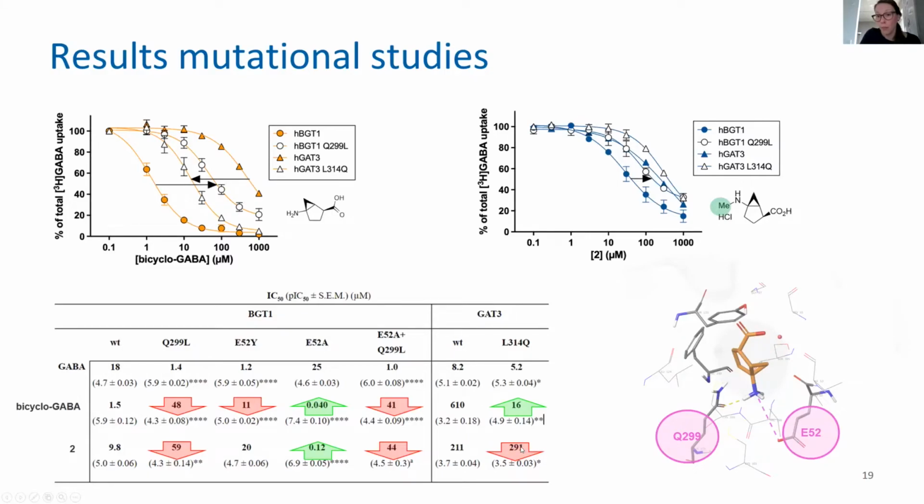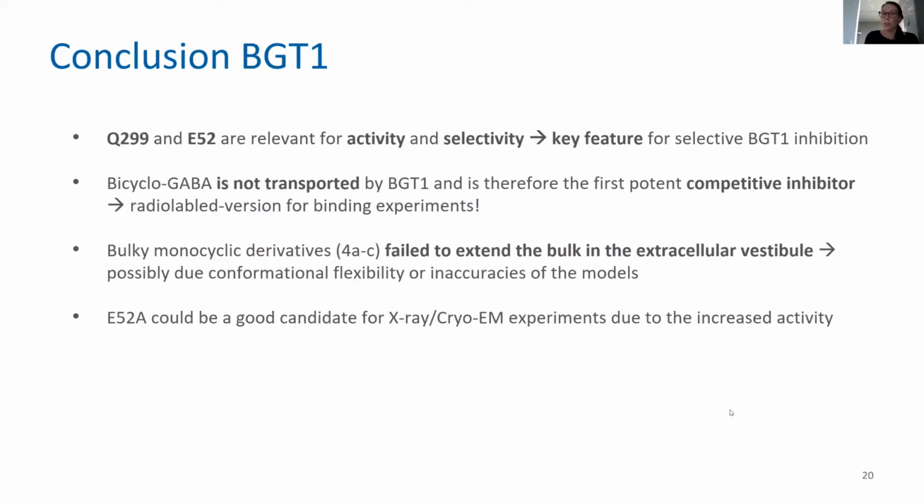And we believe the reason for that is because derivative 2 is less selective than bicycle GABA, and we believe that probably this is related to the fact that once we have a methyl group attached here, we can do fewer hydrogen bonds, and we believe that's the reason why it's less selective and why we weren't able to really introduce activity here in GAT3. So this already brings me to the conclusion.